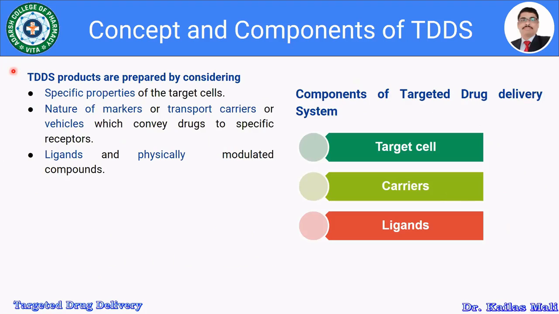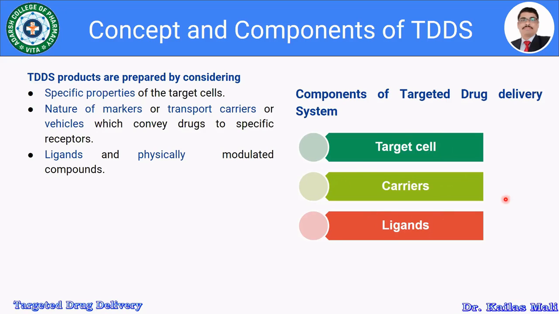Let us move towards the components of targeted drug delivery system. Before that, let us see how it is going to be prepared. Targeted drug delivery products are prepared by considering three important things. Very first one is the specific properties of the target cell, the nature of markers or transport carriers or vehicles which convey the drug to specific receptors, and the ligands and physically modulated compounds. The components of targeted drug delivery system include the target cell, carriers, and the ligand.